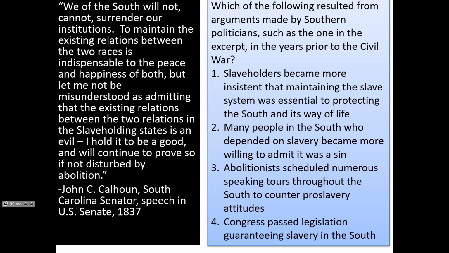Abolitionists existed, but they would have been shot if they went to the South and spoke against slavery. Those people would have been killed. Choice four, Congress passed legislation guaranteeing slavery in the South. That never happened, but the South wanted it, right? That was one of the reasons why they seceded eventually, because they wanted federal legislation protecting slavery, and the Republicans in the North were not doing that.